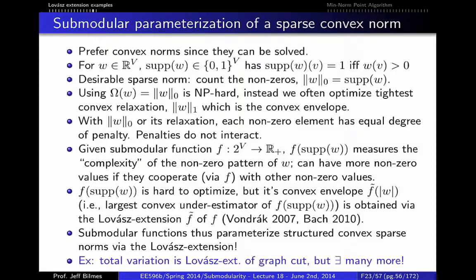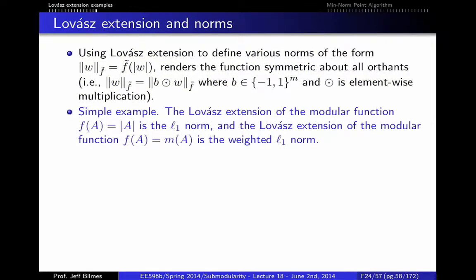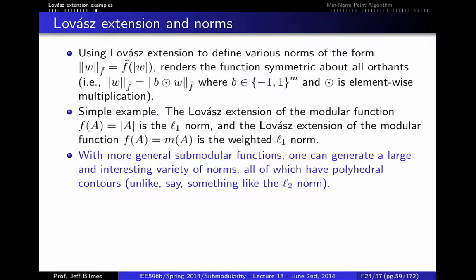Okay, and there are many examples of this, like total variation. Here are some very simple ones. The submodular function cardinality of A gives the L1 norm as its Lovász extension. And if we take a modular function, then the Lovász extension is the weighted L1 norm. So coefficients being non-zero don't have to have exactly the same cost, but they're still not interacting, which makes sense because it's a modular function we're taking the Lovász extension of.